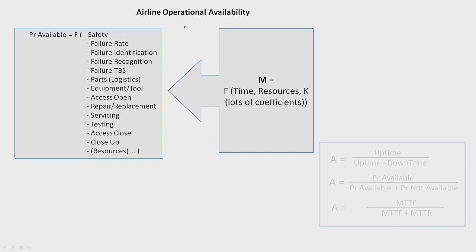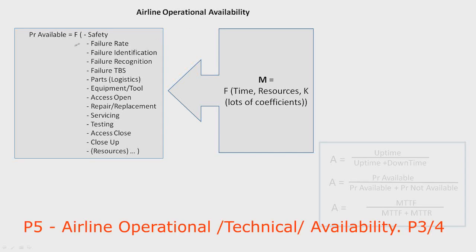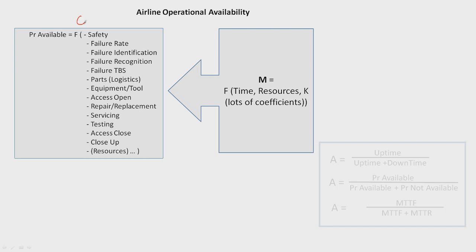From the mathematical side, I put here on the left side operational availability. Product availability equals a function of safety. Safety is always number one, always first. Then failure rate, failure identification, failure recognition, failure troubleshooting, parts logistics, equipment, tool, access, open, repair, replacement, servicing, testing, etc., etc., etc.